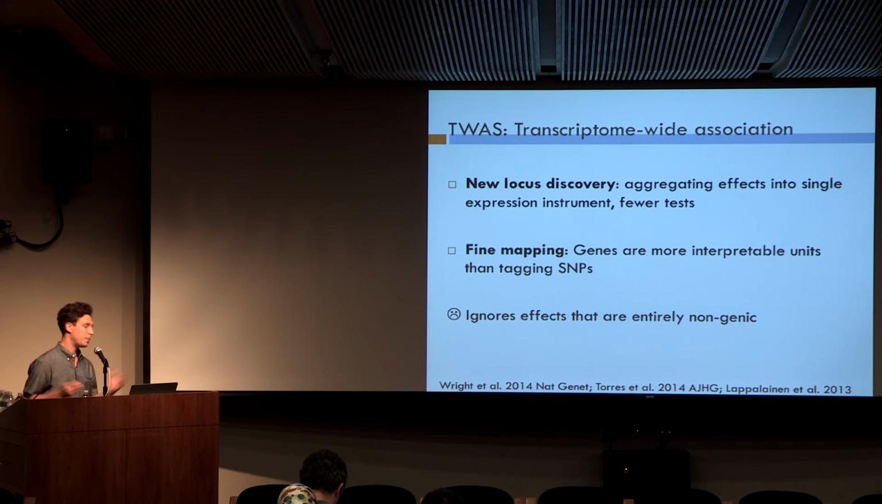Again, the one downside, depending on how you look at it, is that this does ignore effects that are entirely non-genic, right? So these are only looking at the effect of the genetically driven component of this expression, more specifically the local, right? Like a cis sort of effect for a given gene.